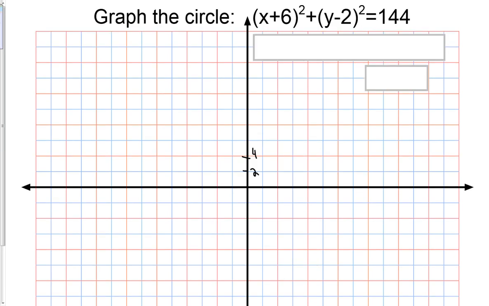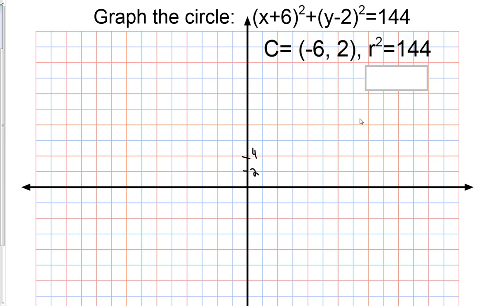Next one, graphing the circle (x + 6)² + (y − 2)² = 144. Opposite of plus 6, minus 6. Opposite of minus 2, plus 2. So the center is (−6, 2). r² is 144, which gives us a radius of 12.